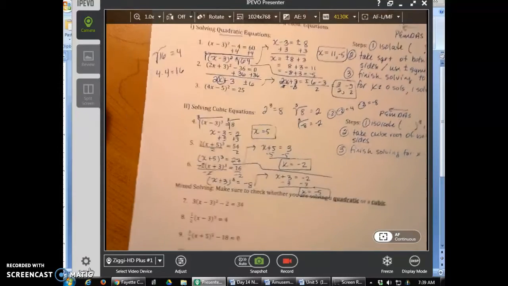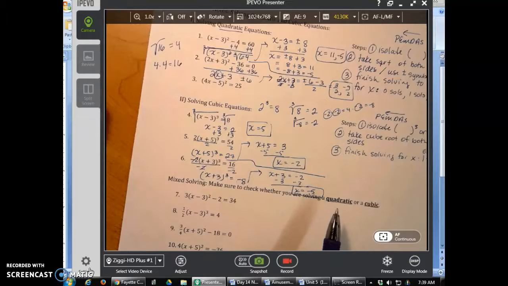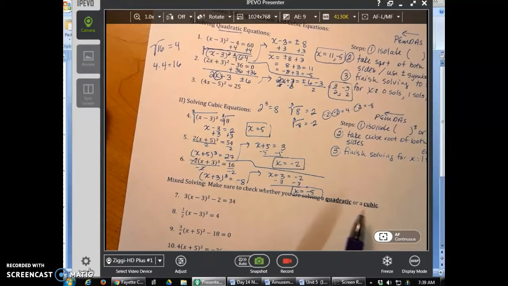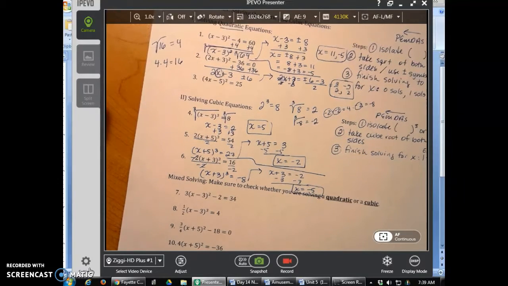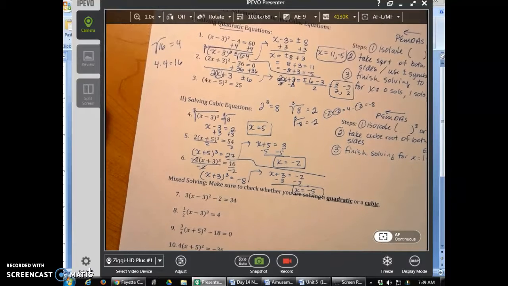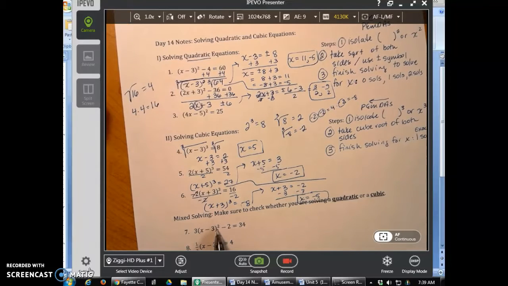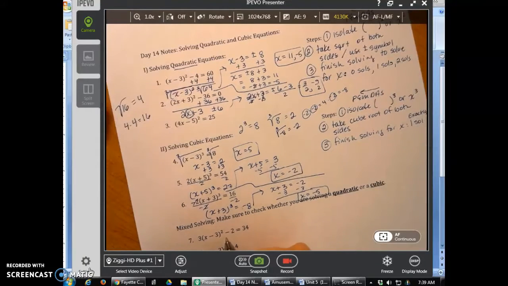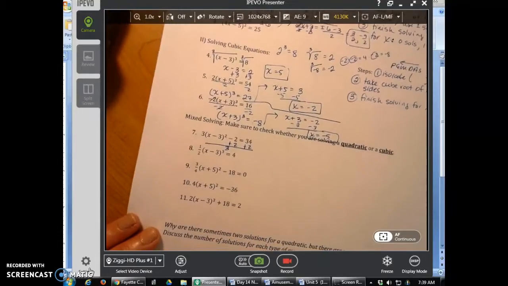Okay, now the next part is mixed up, and that's intended to make you look at whether you have a quadratic or whether you have a cubic and sort of go back and forth between the 2 different processes there. But again, they're very similar. Okay, so this is a quadratic. So I'm going to isolate this inside. So I'm going to start by adding 2 to both sides. And I end up with, I'm running off the sheet here, sorry about that.